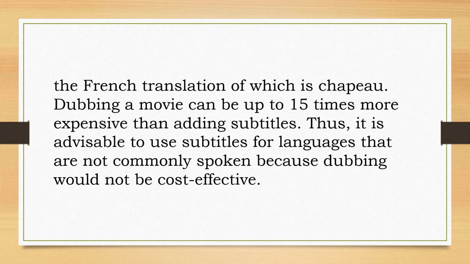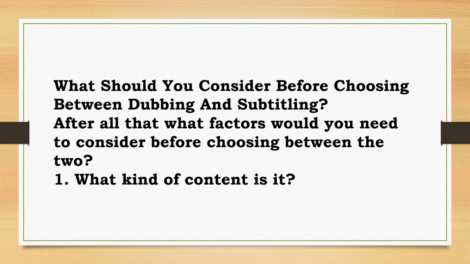Dubbing a movie can be up to 15 times more expensive than adding subtitles. Thus, it is advisable to use subtitles for languages that are not commonly spoken because dubbing would not be cost-effective. What should you consider before choosing between dubbing and subtitling? After all that, what factors would you need to consider before choosing between the two?